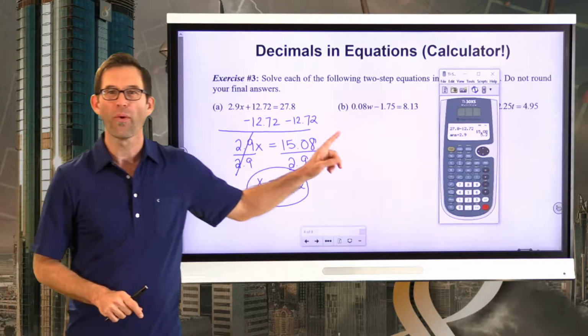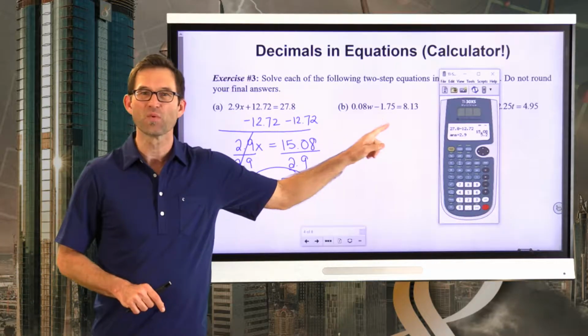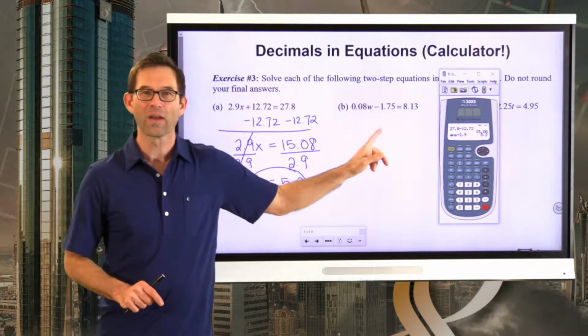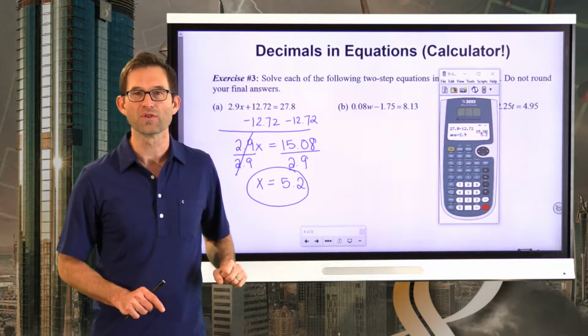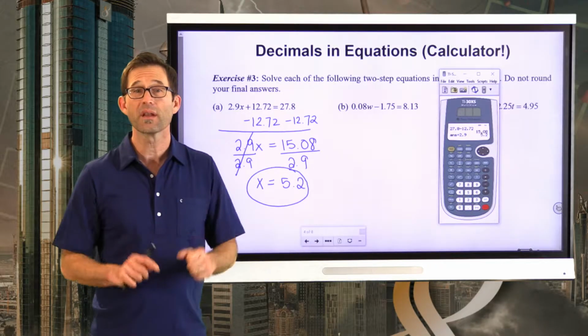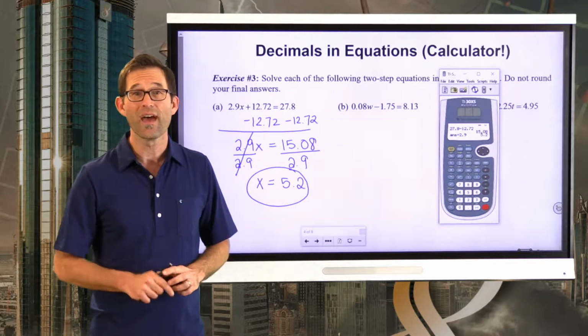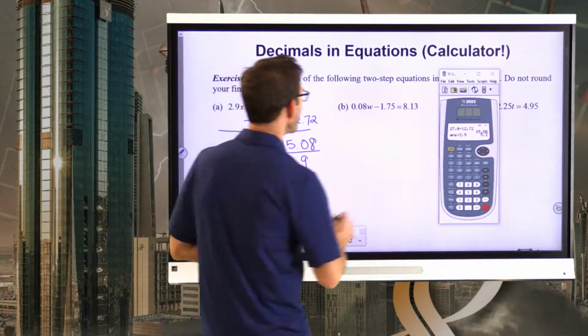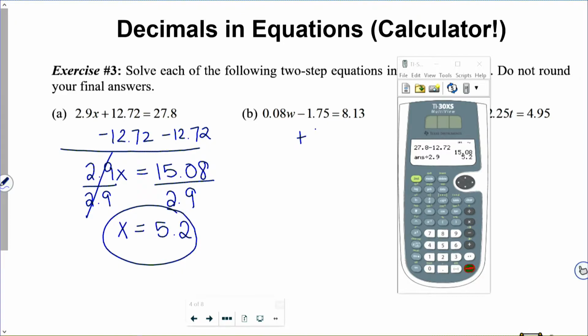Letter B. We have 0.08 times W minus 1.75 equals 8.13. So a little strategy. We're going to add 1.75 to both sides of the equation, and then we're going to end up dividing both sides by 0.08. And that's going to isolate the W. Let's try it again, hopefully this time with less calculator problems. All right, here we go. Plus 1.75 on both sides.